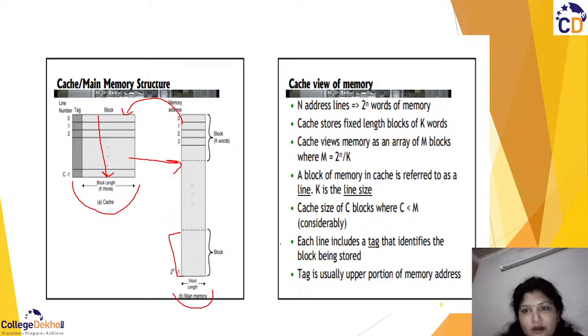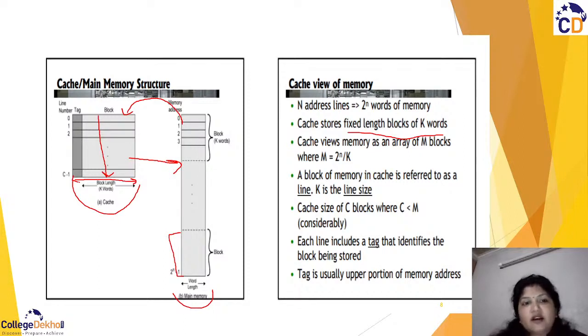Let's have a formula kind of thing. Cache stores fixed length blocks of k words, so this length is fixed. Cache views memory as an array of m blocks, where 2 to the m is equal to 2 to the power n divided by k. A block of memory in cache is referred to as a line, and k is the size of the line. Cache size is c blocks, where c is less than m.